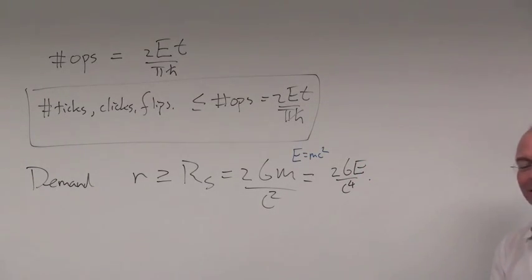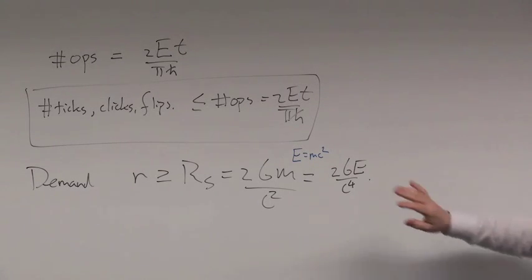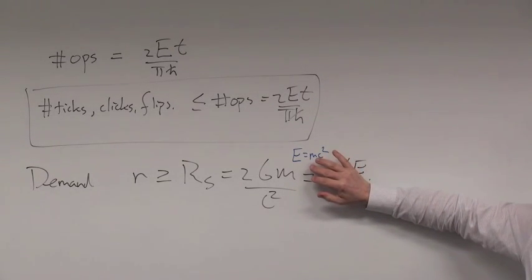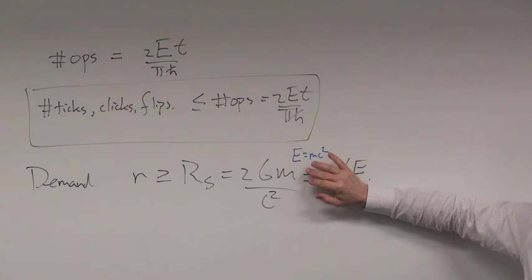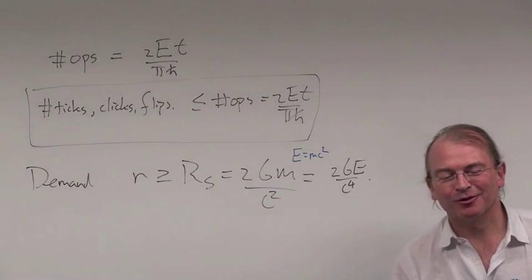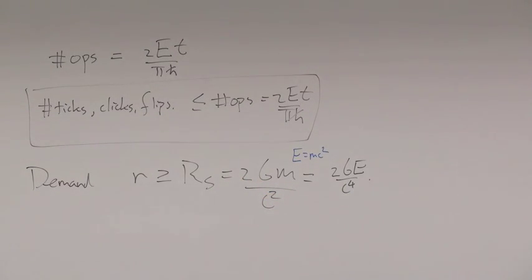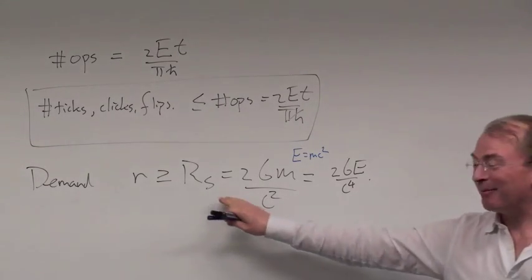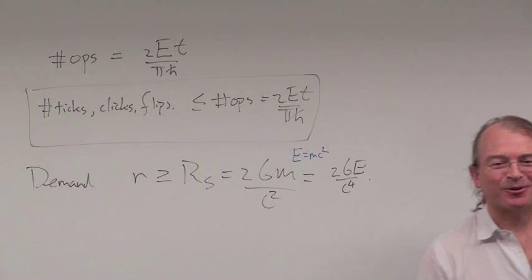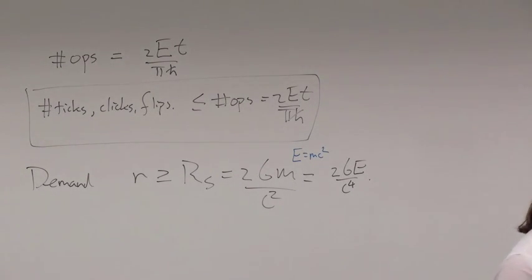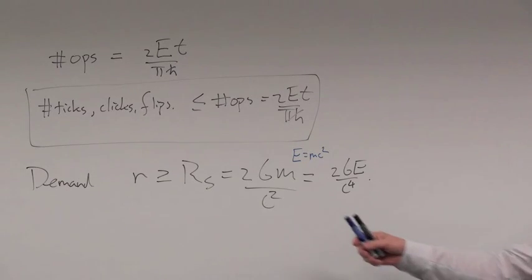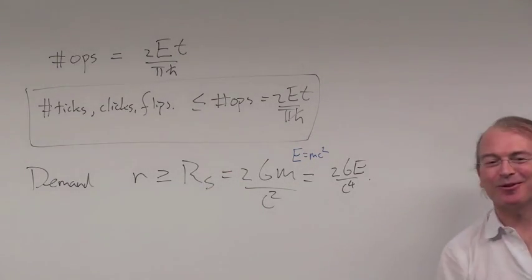All right? Actually, so now let me ask you another question. Who first wrote down this relationship, that light can't escape from something if it's denser than the Schwarzschild radius, more compact than the Schwarzschild radius? This is a trick question. It's not Einstein. How about Schwarzschild? No, it's not Schwarzschild. Hawking? No, it's not Hawking.